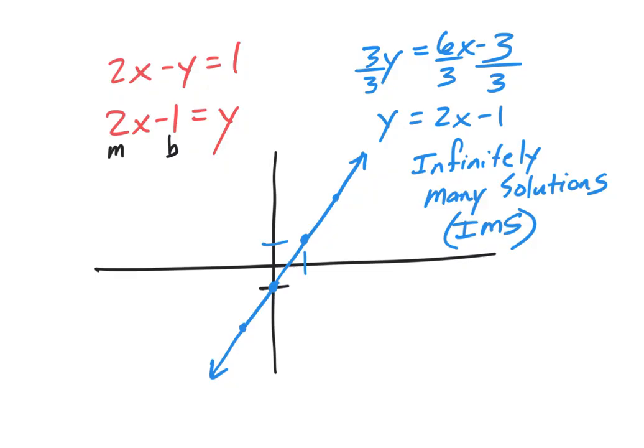The name for this system is consistent because there are solutions. So consistent means there are solutions. This one, though, is dependent. Dependent means one relies on the other. Everything about them is the same. They have the same points. They have the same slope. They have the same y-intercept. Everything about those two equations is the same. So those are your three types.